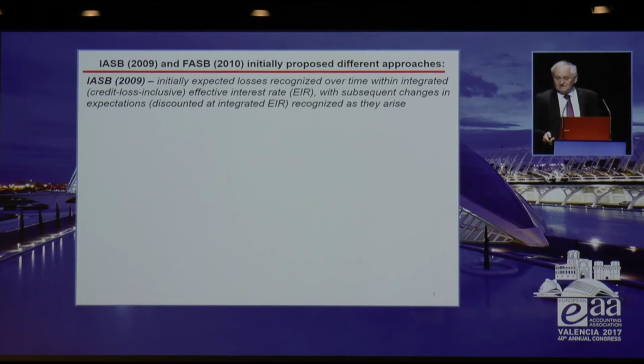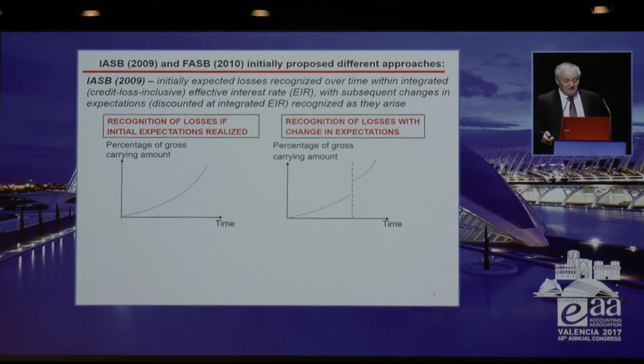Now, when the two standard setters started working on this, they initially came up with two separate approaches. The IASB came up with an approach that was essentially aimed at recognizing initially expected losses on initial recognition of an asset through time, effectively as part of the interest that was being recognized on the assets. So what they were proposing was that initially expected losses should be recognized through time. They deliberately didn't use the word matching, but some people might argue that's what this looked like. And then if there was a change in expectations, this would be recognized when it occurred by discounting any changes by reference to this initially determined credit loss inclusive effective interest rate.